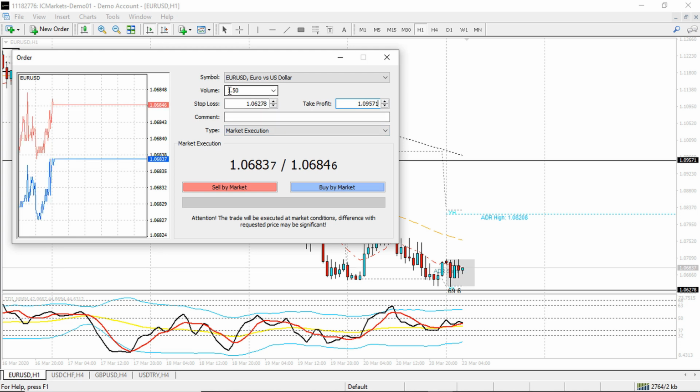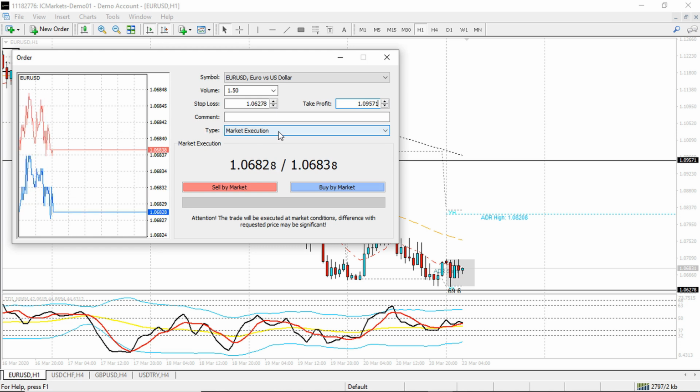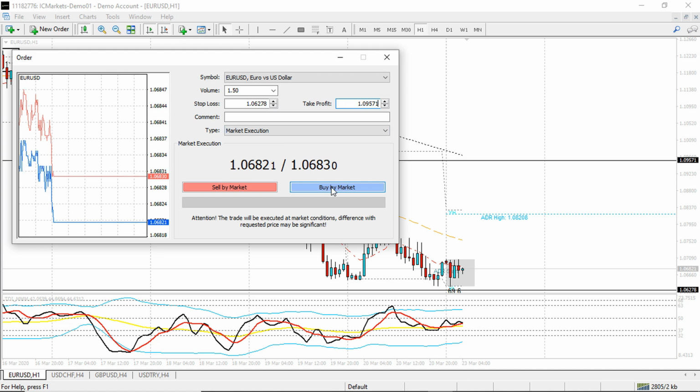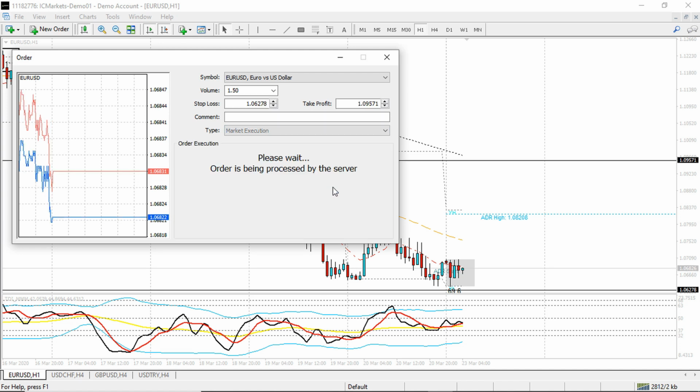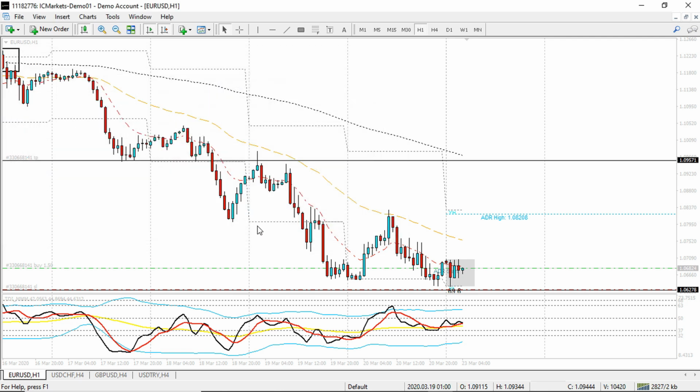After inputting your lot size, your stop loss and your take profit, the next thing you do is click on buy by market, and you can see the type is market execution, which is also instant execution. So you click it and you get straight into the market, after which you click OK. You see immediately our position got filled, and over here we have the buy according to our lot size, the stop loss has been fixed, and the take profit as well has been fixed.